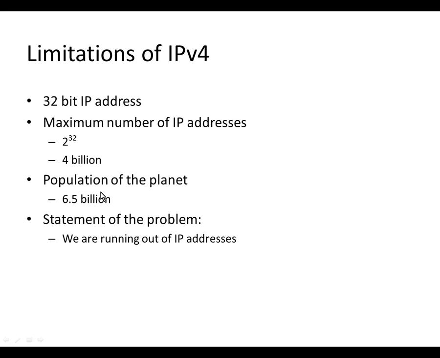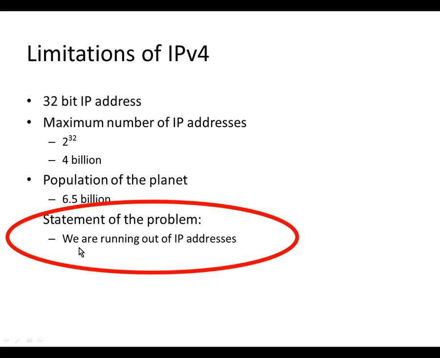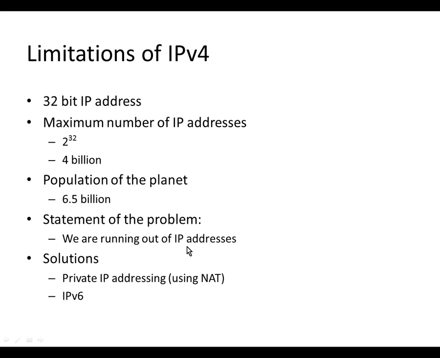Well, the population of the planet is 6 billion, and many people have multiple IP addresses. So the statement of the problem is that we are running out of IP addresses. So the solution is either to use IPv6 or to use private IP addressing and NAT.